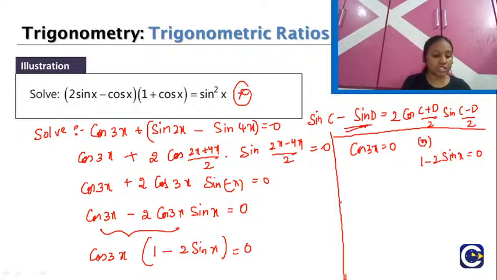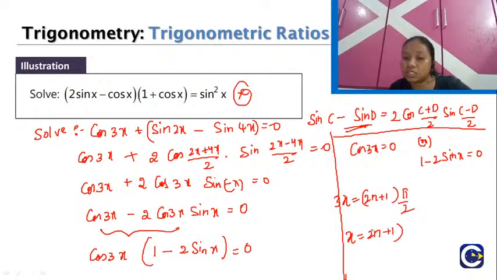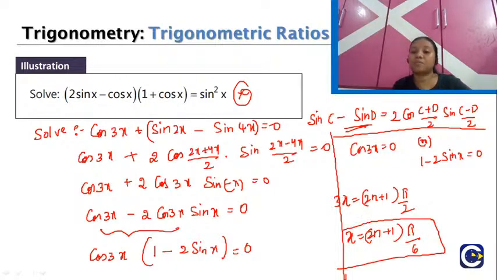So now for cos 3x is equal to 0, what is our general solution? It will be (2n plus 1) pi by 2. Right, but here in place of x we are having 3x. So we have to find the solution for x. So it will be x equal to (2n plus 1) into pi by 6, since the 3 comes to the denominator. So this is from cos 3x.